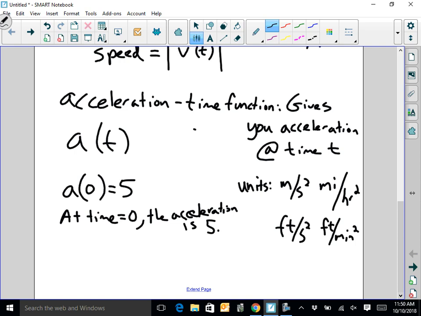Great, now how do they relate? Well, think back to physics class, right? When you were given a position time graph and you needed to know the velocity, you found the slope. When you're given a velocity time graph and you need to find the acceleration, you found the slope. Well, how do we find slope in calculus? Well, we do that with the derivative. So here's an important table.